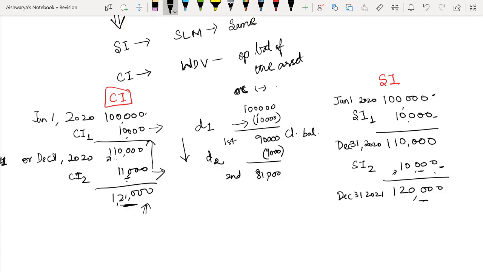You're calculating 10% of 1 lakh plus 10% of 10,000. 10% of 1 lakh is 10,000. 10% of 10,000 is 1,000. Both put together is 11,000, which is what you're computing here. So you get interest on interest in case of compound interest. So naturally compound interest is better. You earn a little extra although the rate of interest is same.